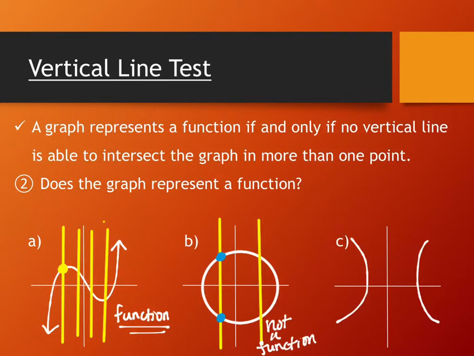What about on the last one? Function or not a function? It's not a function. Because I can find at least one, and in this example too, just like the last one, lots of them, where they cross the graph twice. And anytime a vertical line crosses the graph twice, it fails the vertical line test, which means it's not a function.